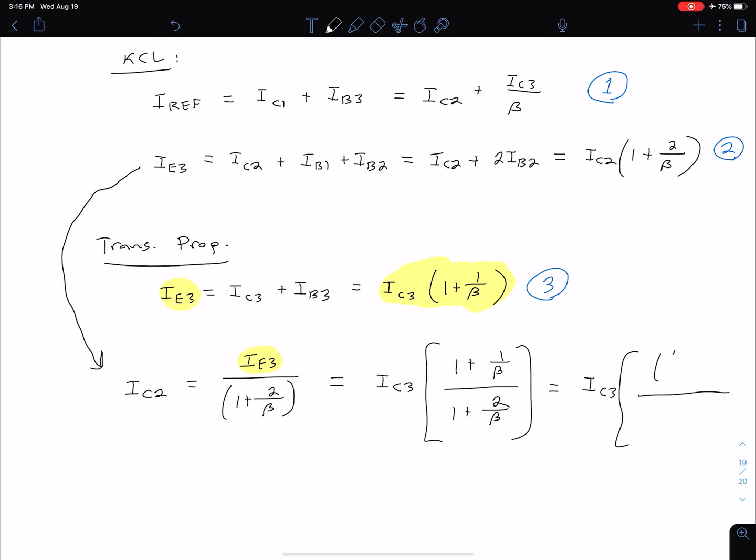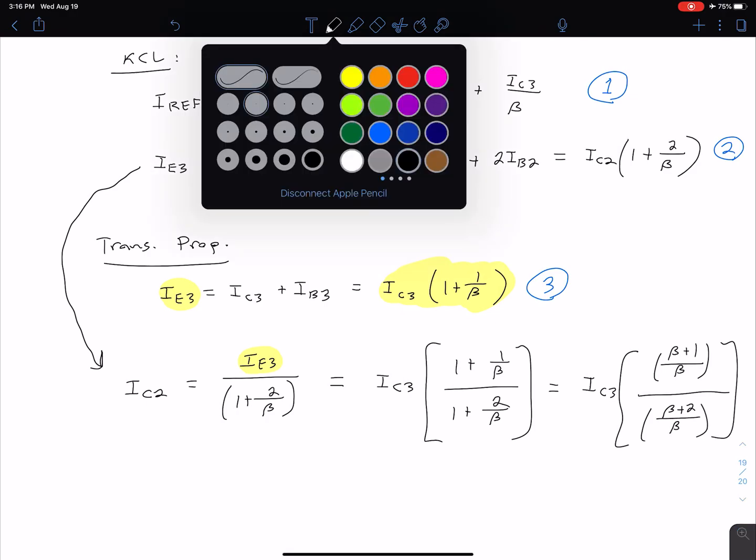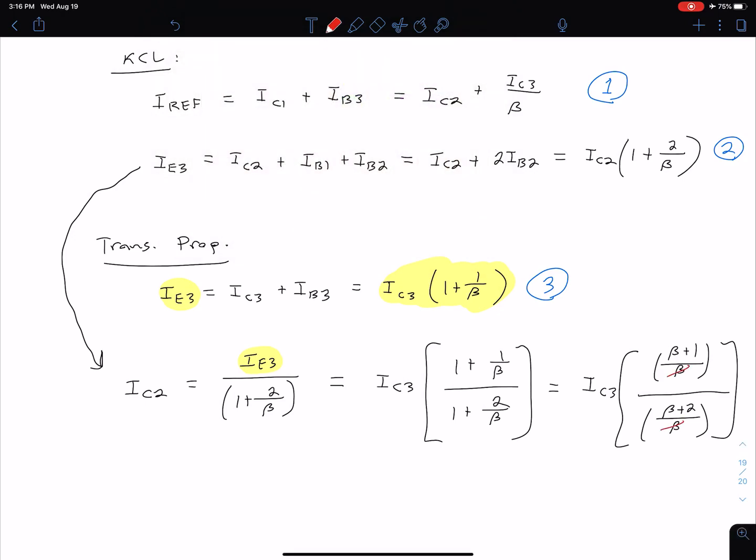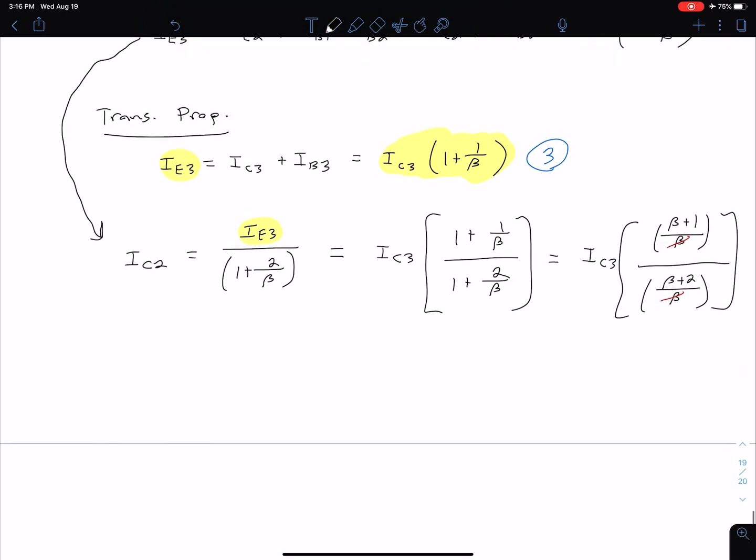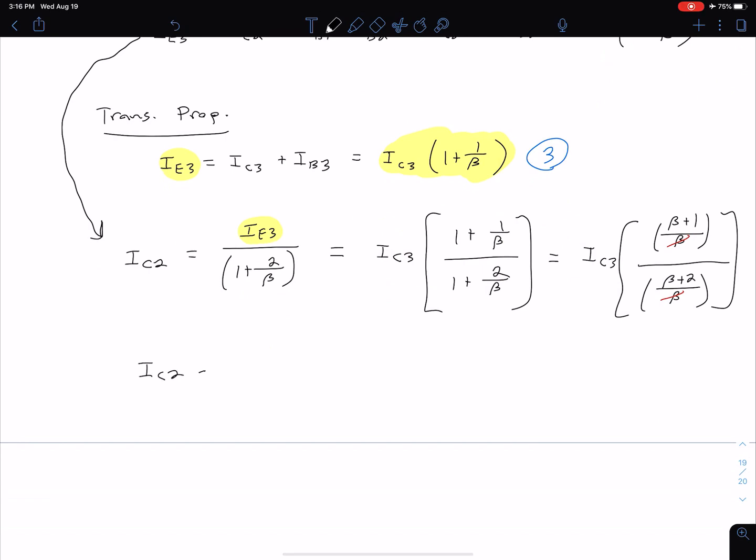Now we're going to have beta plus, see if I can't draw a half decent beta here. So beta plus 1 divided by beta. So we basically just found a common denominator and combined these. And then in the denominator, beta plus 2 over beta. So what we see here is that our lone beta terms are going to cancel out. And we're going to be left with IC2 is equal to IC3 times beta plus 1 divided by beta plus 2. So let's call this our equation 4.